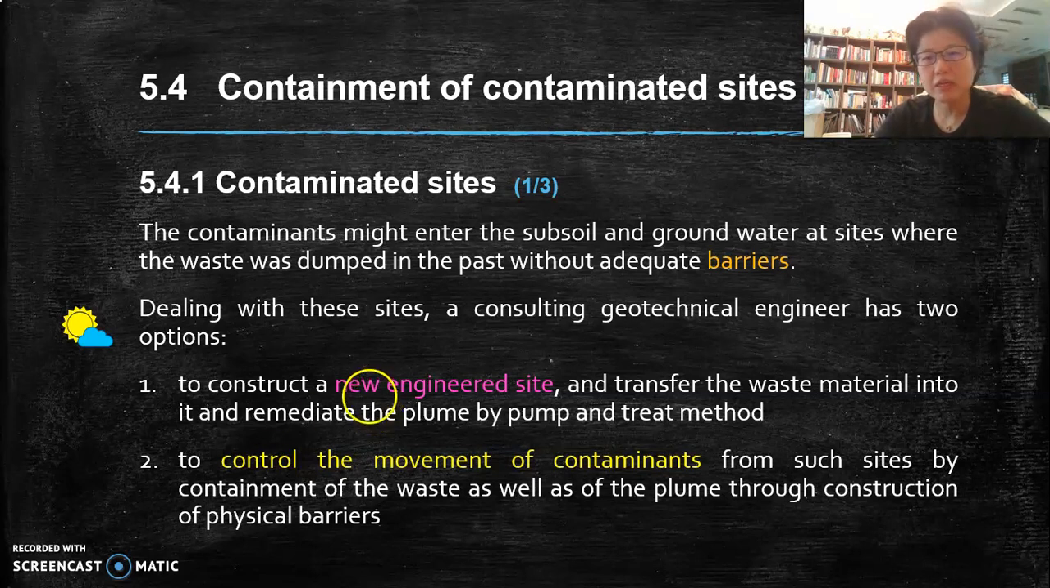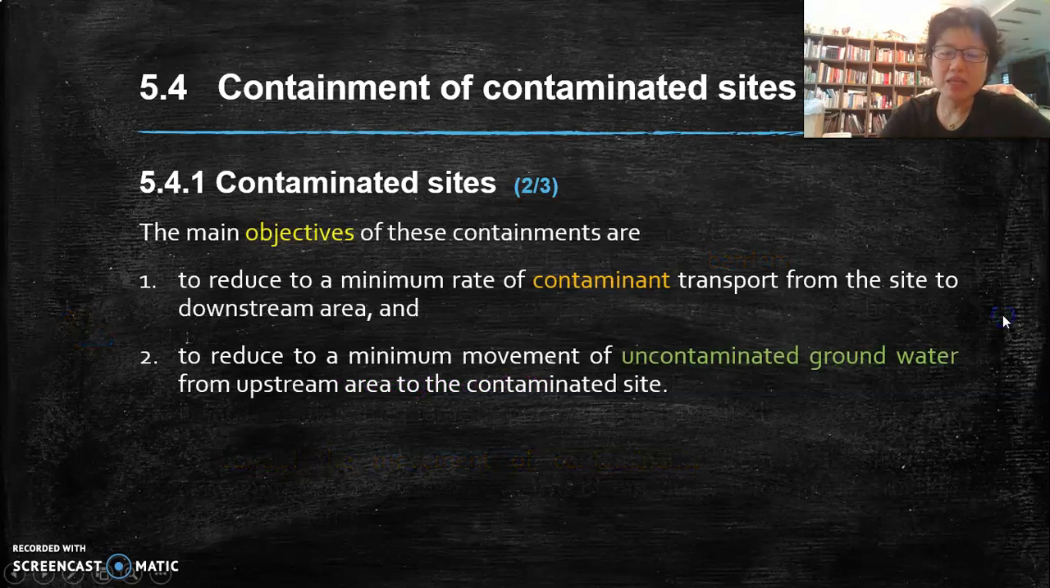The second option, which is more feasible in most circumstances, would be to control the movement of your contaminants from such a site by containment of the waste and also the plume through the construction of physical barriers. And this is where we talk about the barriers. The main objectives of having this containment are, one, to reduce the rate of transportation of the contaminants, and number two, to minimize the movement of the uncontaminated groundwater from upstream to the contaminated site. So basically, to contain the contamination from spreading.